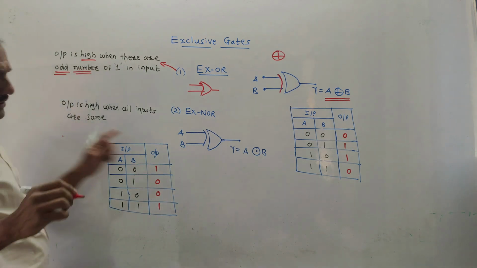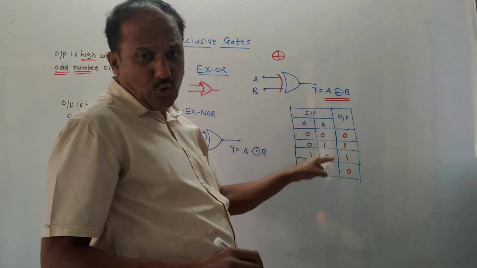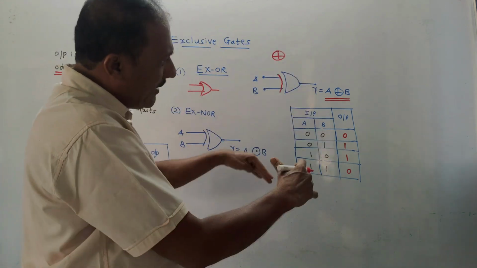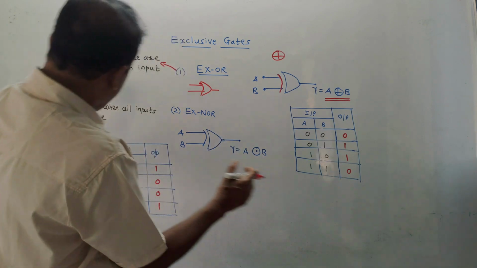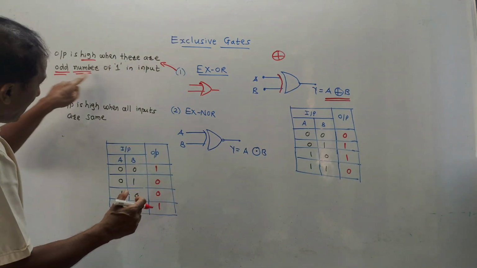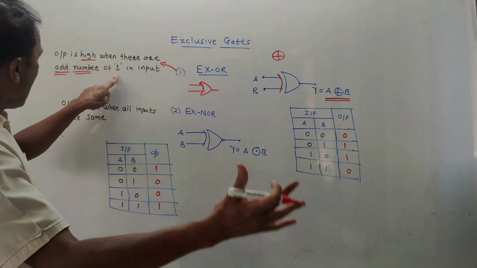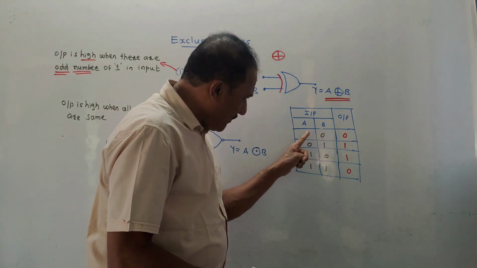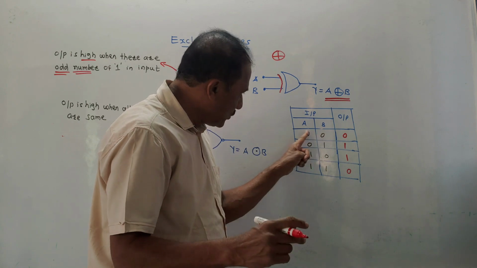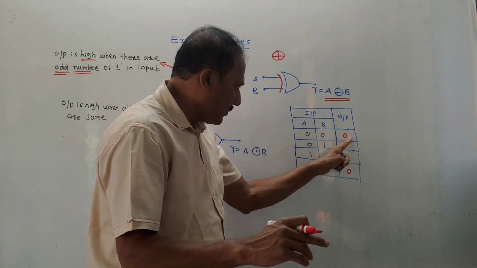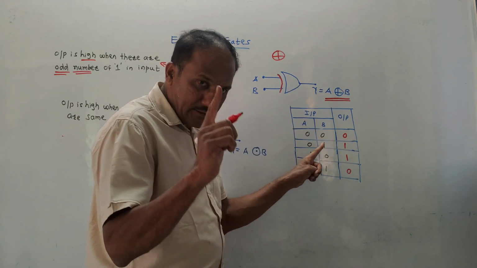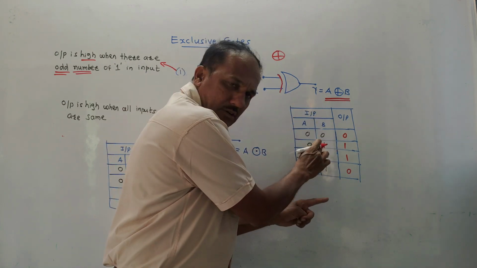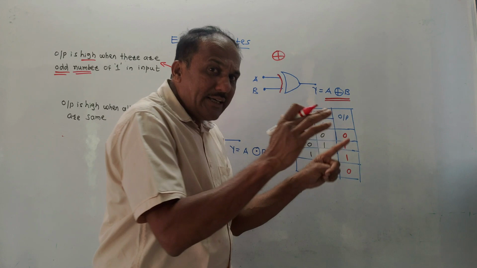This part is important. I have drawn the truth table for 2 inputs. It can be well written for 3 inputs. Do remember this basic rule. When there are an odd number of ones, output is high. Otherwise, output is low. So look at the first combination. I have considered 2 inputs. 0, 0. There is no 1. So output is 0. 0, 1. The number of ones is 1. Only one time logic 1 is there. So 1 is an odd number.